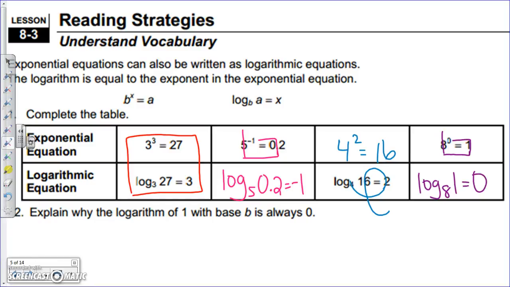Number 2 wants you to explain why the logarithm of 1 with the base of b is always 0. Well, think about it. If the log is of 1, it's always going to be 0, because that means that the exponent had to be 0 to be equal to 1 every time. If my exponential was equal to 1, meaning I'm doing a log of 1, then the exponent had to be 0 itself every single time.